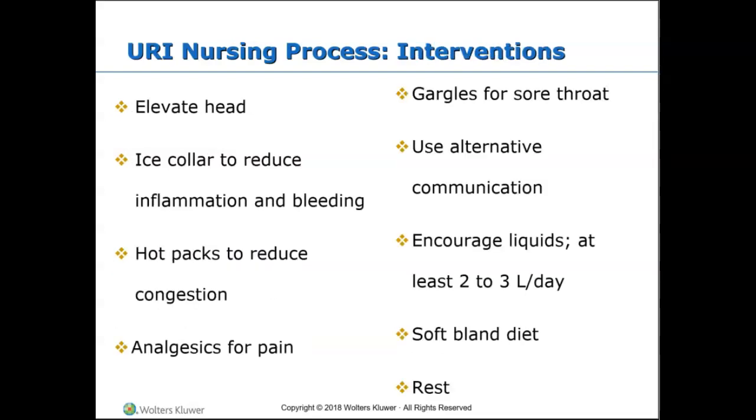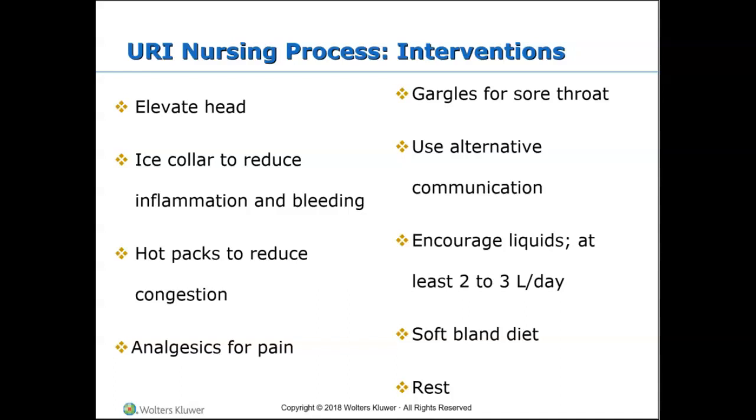Here are interventions for individuals with URIs. So we want to protect them, protect their safety and comfort. We need to elevate the head, which helps with airway management. It also promotes drainage of the mucosal areas and deters aspiration, right? We might use what's called an ice collar that's placed around the throat and neck to reduce inflammation and cause vasoconstriction, which helps reduce bleeding if that were to occur.